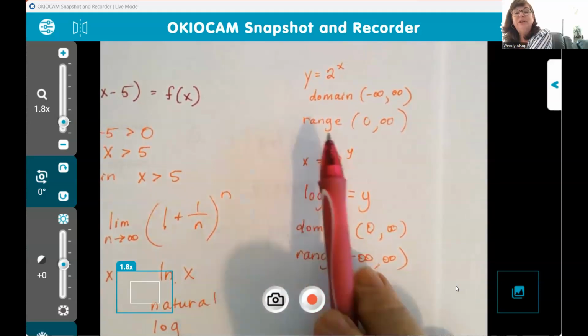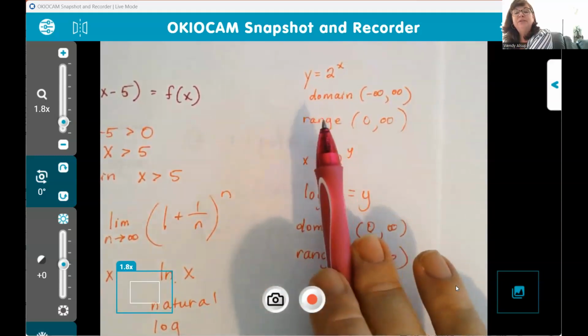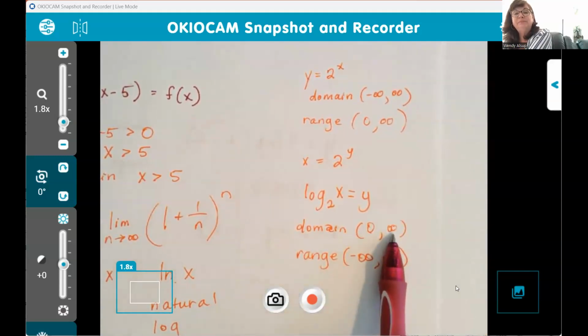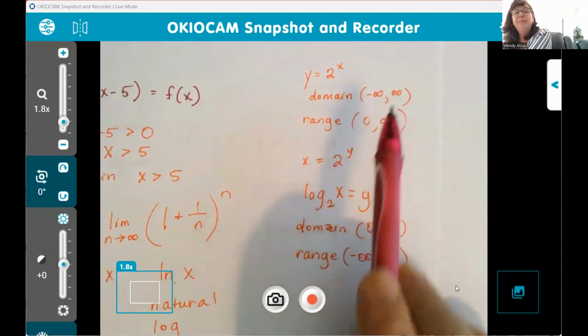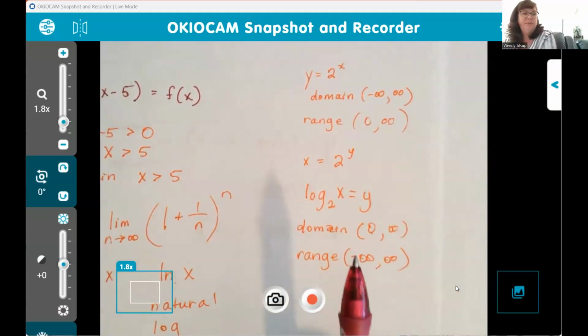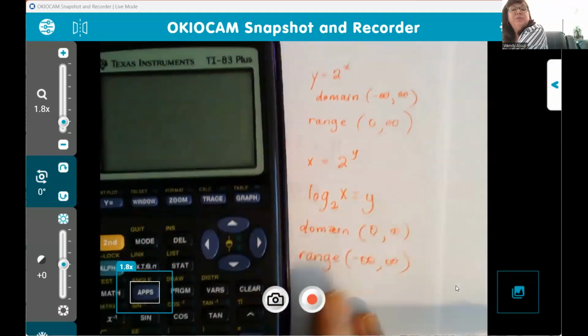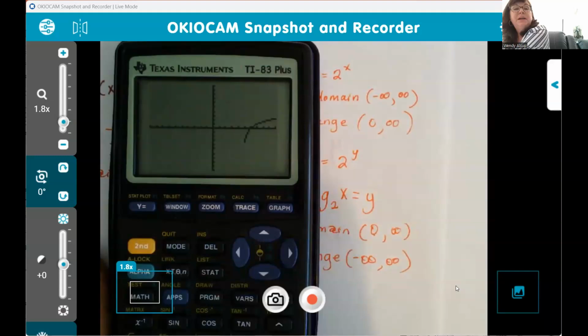Now, the domain and range are not hard to figure out here. The domain is going to be the range of the inverse. So if the range was 0 to infinity, that becomes the domain of our new one. Our domain was all real numbers, and now our range is all real numbers.